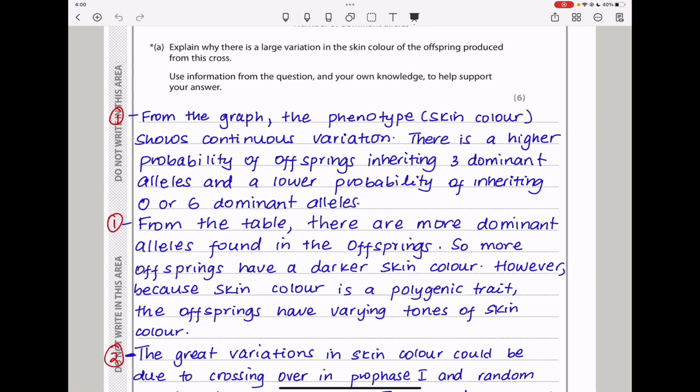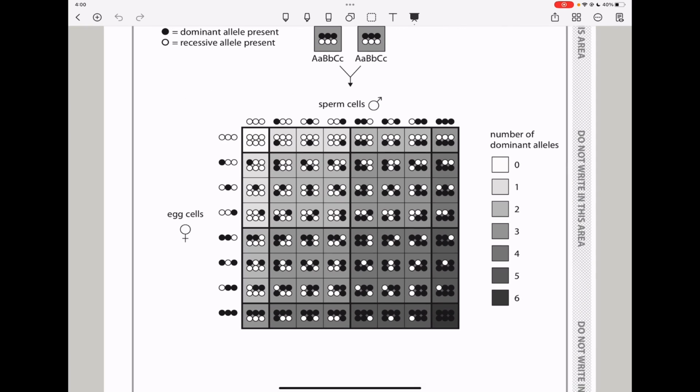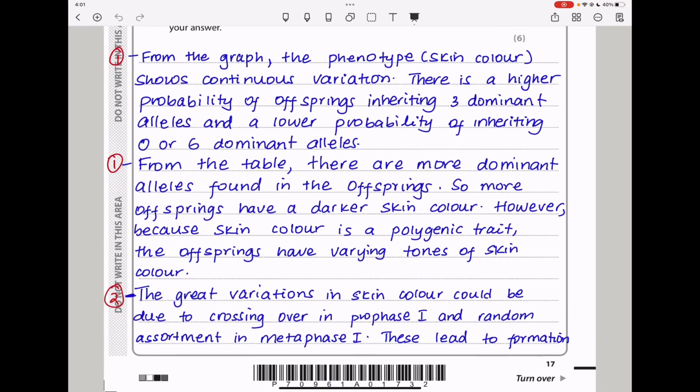So from the table, there are more dominant alleles found in the offsprings. Remember, the darker colors were the dominant ones, so we saw from the table, there are more offsprings with darker skin color. So more offsprings have a darker skin color. However, because skin color is a polygenic trait, the offsprings have varying tones of skin color. You saw that as well here. They are varying tones. Not everybody has the same skin color. They are varying tones, and therefore, that means there is a combination of alleles that are playing part in the skin color, which is the phenotypic trait.